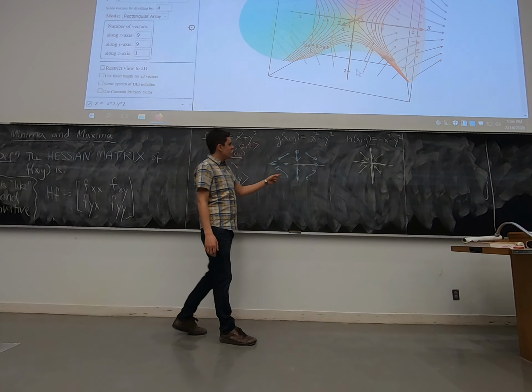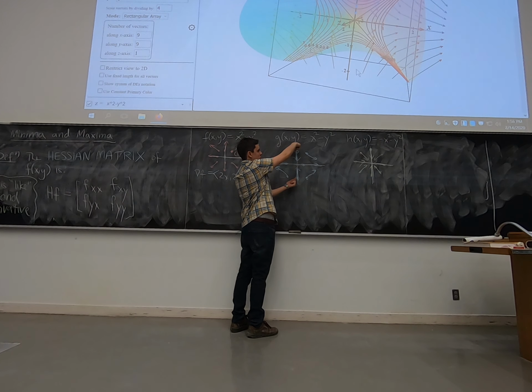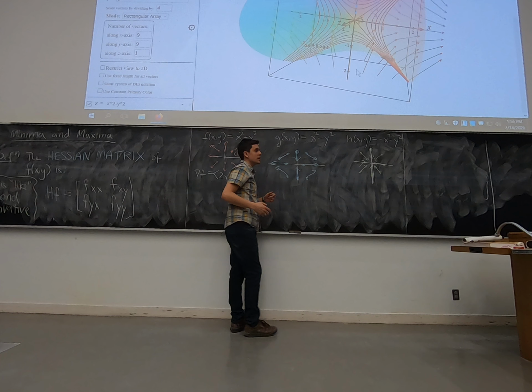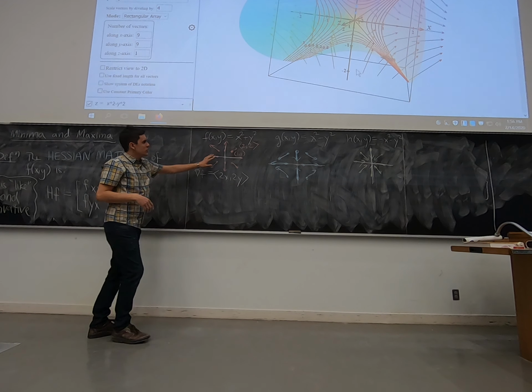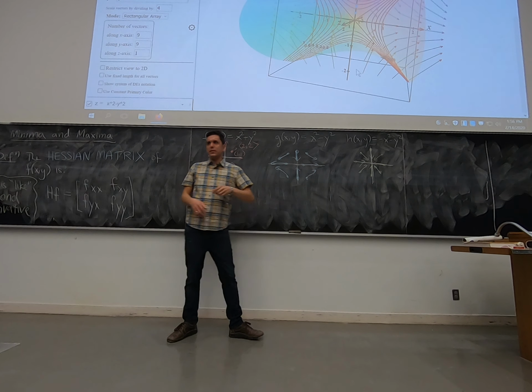This, however, is a very interesting critical point. In some directions, we are a min, and in other directions, we're a max. If you travel this way, you're increasing upwards. If you travel this way, you're decreasing. So these are stable points, and this guy's unstable.